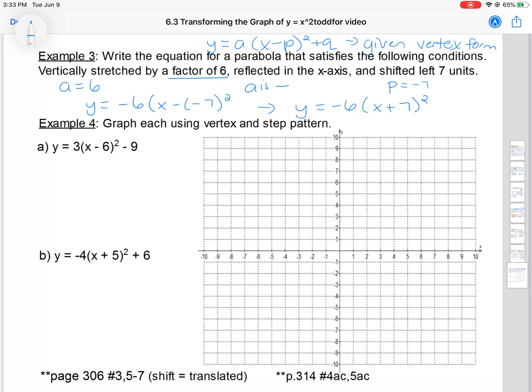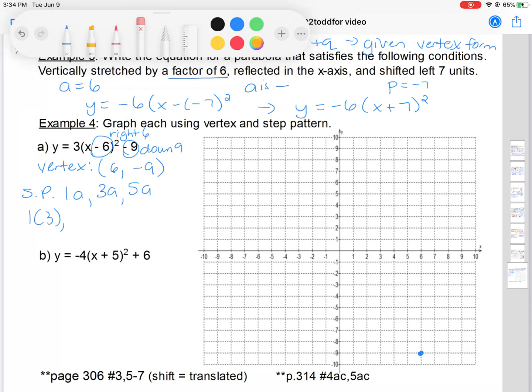Okay, so that means that you need to show it. What's the vertex? So here we have, this means right 6 and down 9. 6, 9. And step pattern is 1A, 3A, 5A. So our A value is 3.